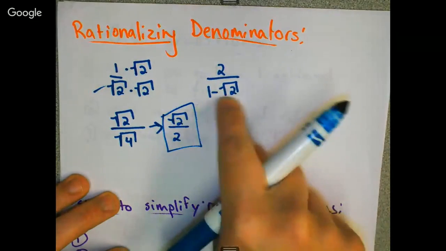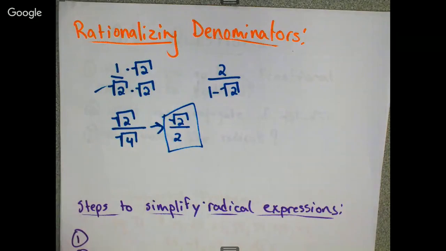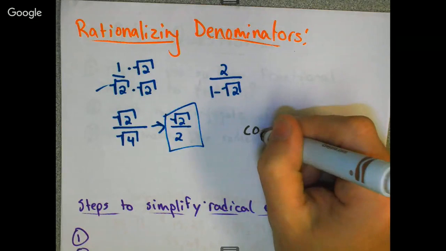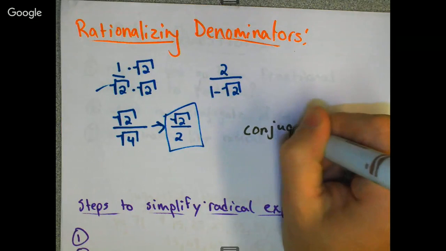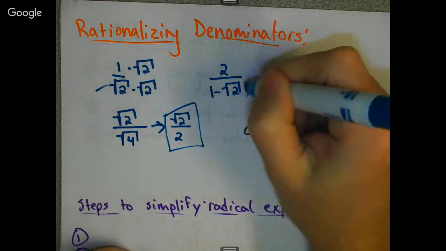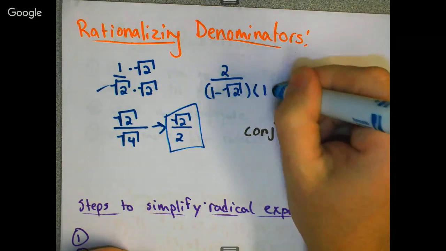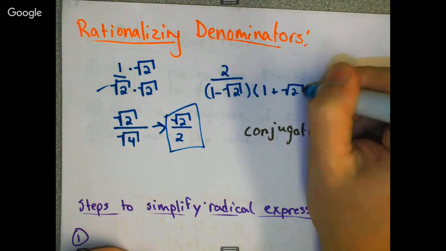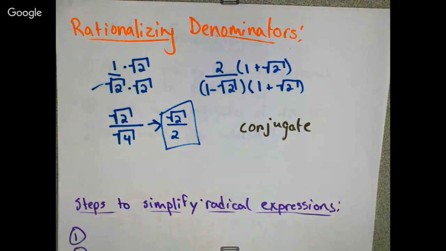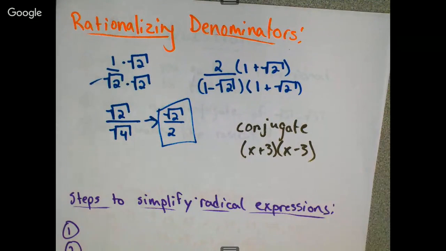Now, when you have a binomial, we do it a little bit differently. We have what's called the conjugate. So we have to multiply by the conjugate, and the conjugate is just changing this middle sign. So when I multiply, I'm going to multiply by 1 plus square root of 2. And you know a conjugate from that right there.